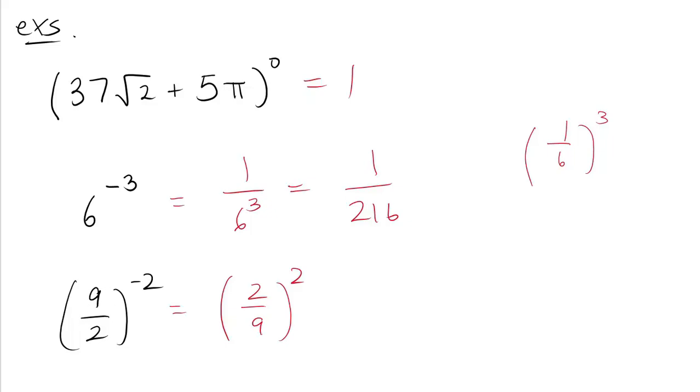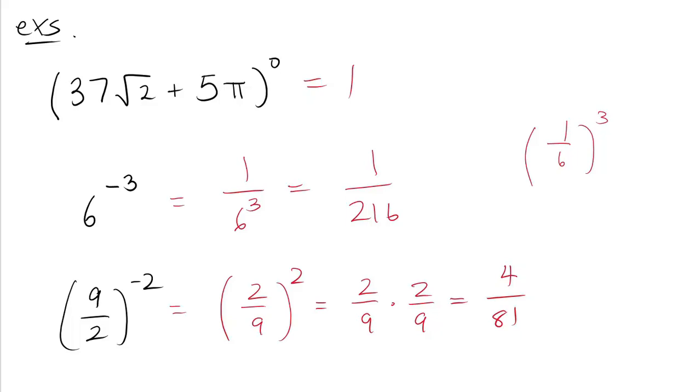When you've got a fractional base, though, it's more convenient to just take the reciprocal of the base and then change the power to a positive number. 2/9 squared means 2/9 times 2/9. When you multiply fractions, you multiply the numerators and you multiply the denominators, and so this is 4/81.